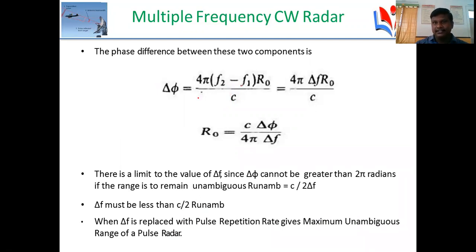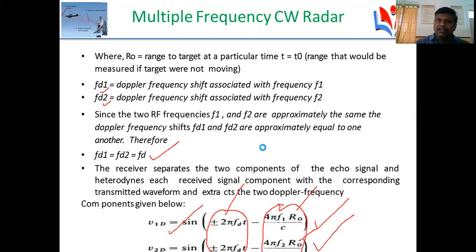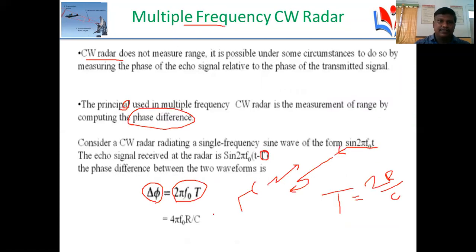We can write this delta phi as 4 pi R0 by C into the frequency difference between the first and second signals, delta F. From this we can write R0 equal to C times delta phi divided by 4 pi delta F. So this is what we were given at the starting, 4 pi F0 R by C.